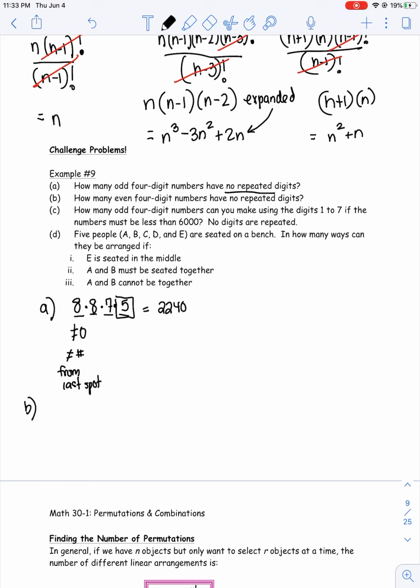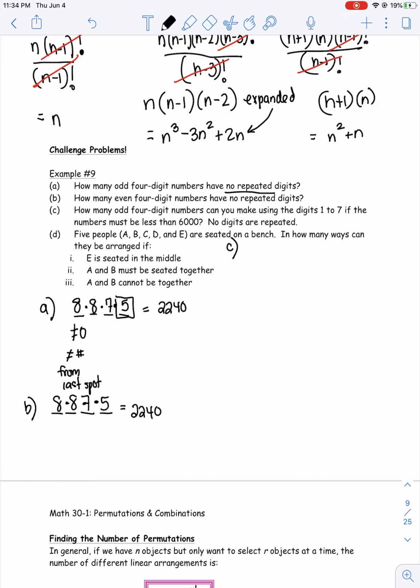And then we have B. It says, how many even 4-digit numbers have no repeated digits? So this is very similar. We have 5 even numbers. And again, you'll still have this 8, 8, 7 from the previous example, because once we've placed a number, we can't use 0 in the first spot, and we can't use that number that we used in the last spot. So the answer is actually the same if we talk about even versus odd.